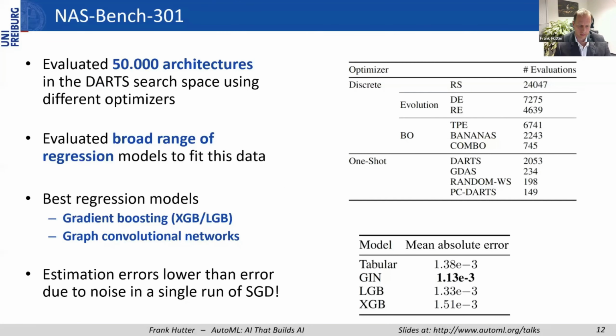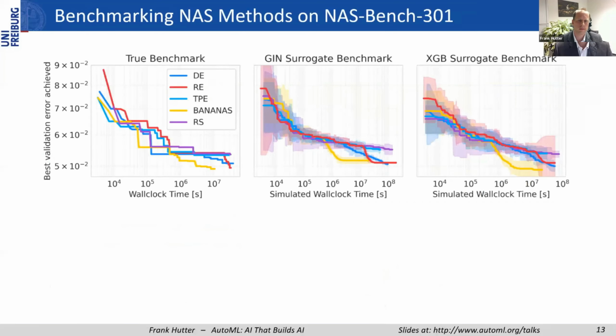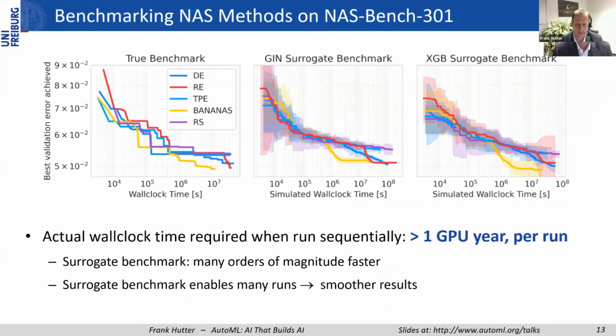Now, as for tabular benchmarks, we can benchmark NAS methods on NASBench 301. As for tabular benchmarks, the actual wall clock time it takes when you run these methods on the real search space is enormous, actually larger than 1 GPU year per run. For the surrogate benchmarks, the simulated wall clock time can be simulated within minutes. And the trajectories are still quite similar to when you run on the original benchmark. The main difference for the surrogate benchmarks is that we have smoother curves. This is because we can do a lot of runs. Here we could only afford one run for each of these methods, and here we could trivially afford hundreds of runs.